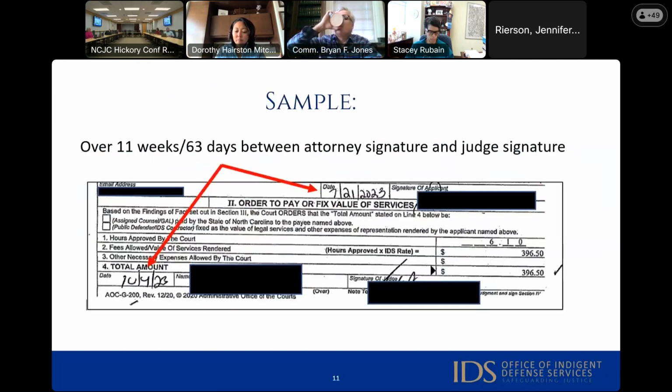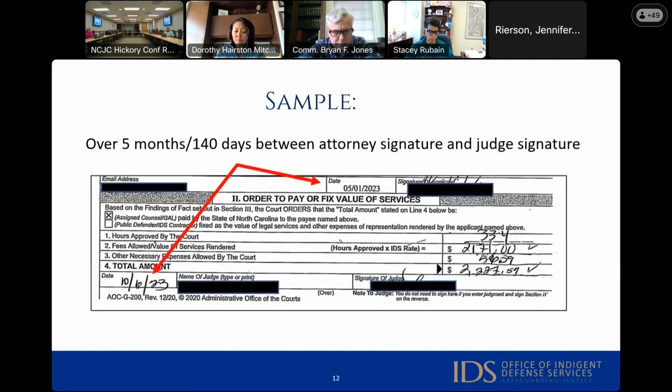This is a sample redacted fee app, and this is not unusual. This attorney contacted us seeking a status and reported that they submitted the fee app to the court in July. You can see that the attorney signed this fee app on 7/21/23. This example shows that the app was signed by the attorney on the 21st of July and signed by the judge on October 4. There was a 3-month delay in step 2 out of 10 for this app.